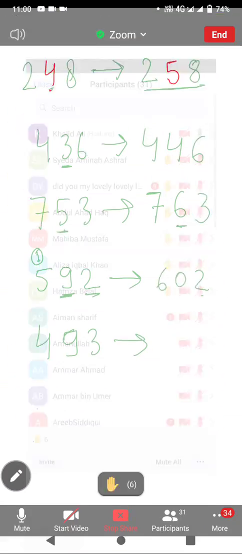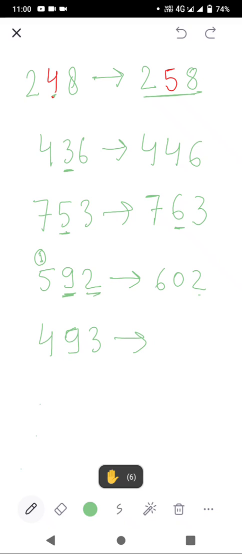503. Yes, very good. 503. So let's find out the answer of this by adding. Here we have 493. What we need to find out? 10 more than this number. So to find out 10 more than, we just add 10.